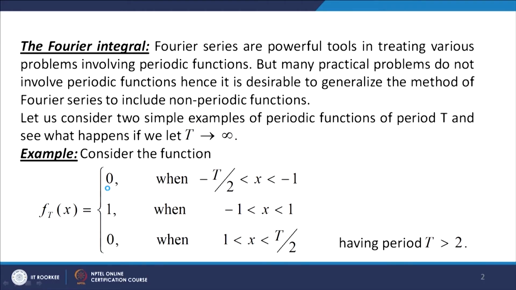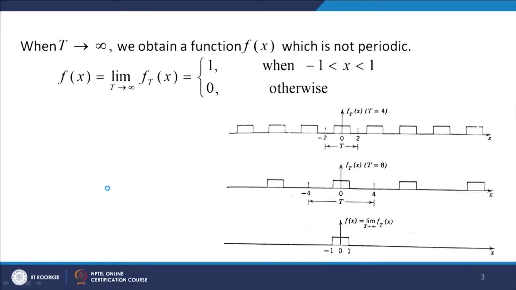Let us consider two simple examples of periodic functions of period T and see what happens if we let T tend to infinity. Consider this function f_T(x) equal to 0 when minus T by 2 is less than x less than minus 1, 1 when minus 1 less than x less than 1, 0 when 1 less than x less than T by 2, and the period of the function f_T(x) is T, which is more than 2. Then we can look at the graph of f_T(x). This is the graph of f_T(x).